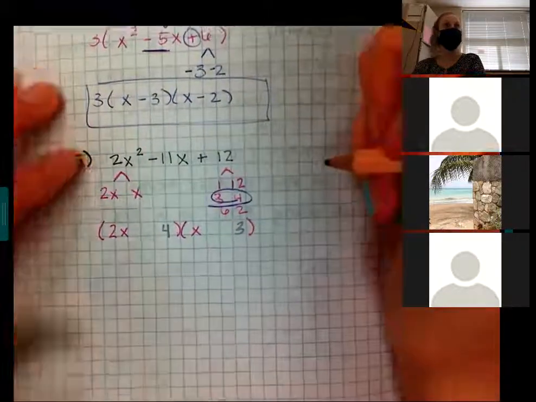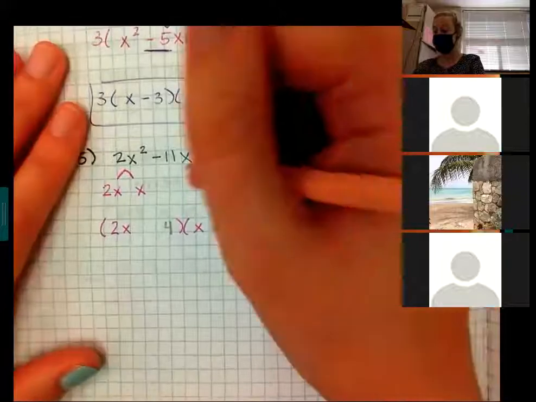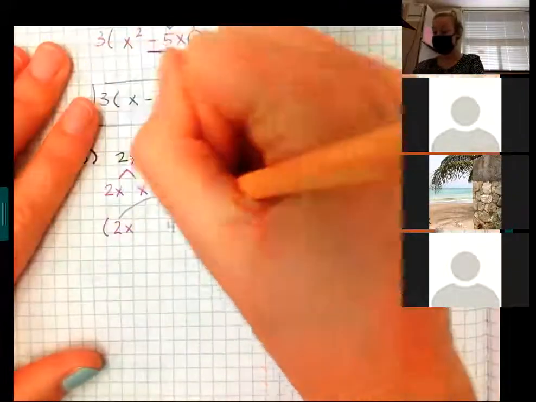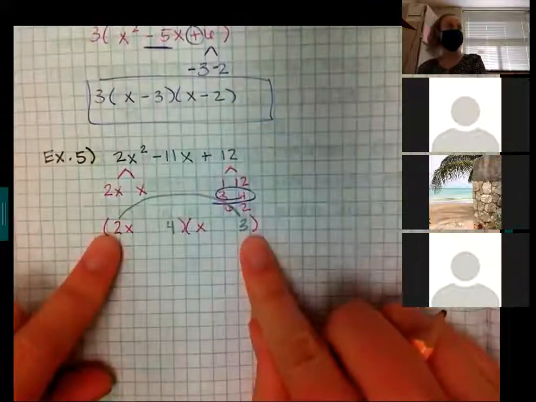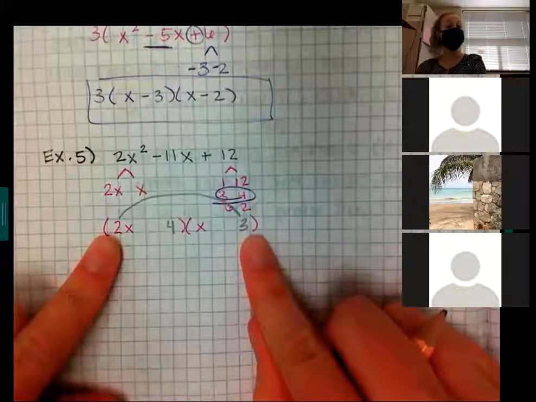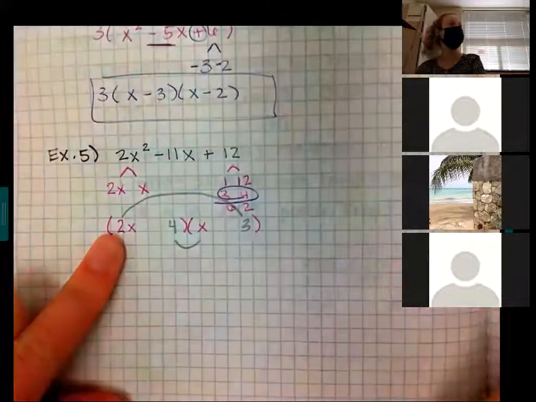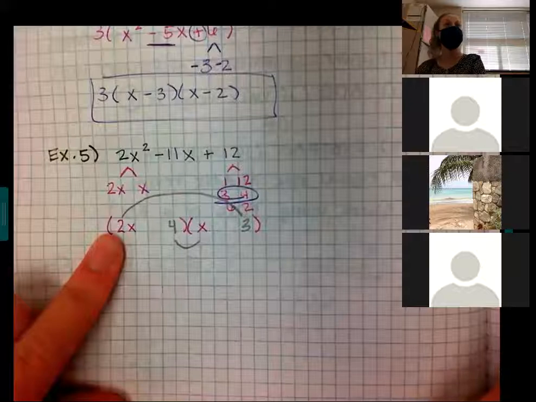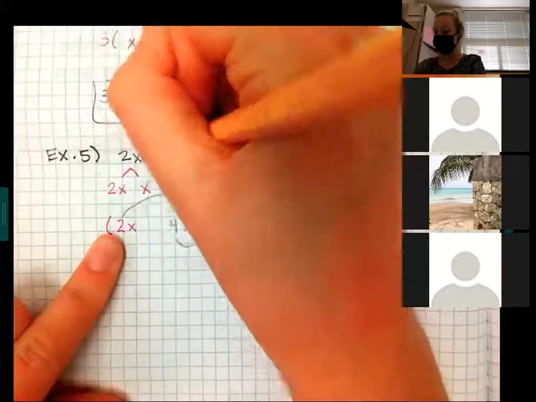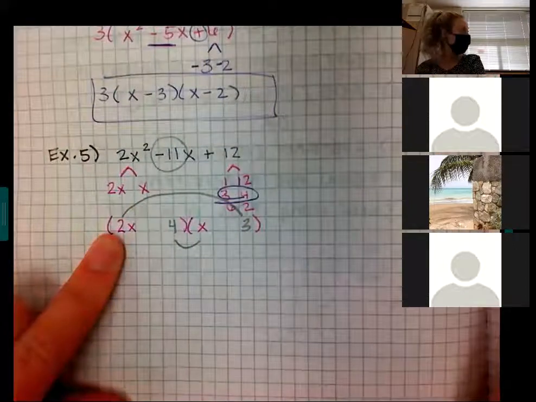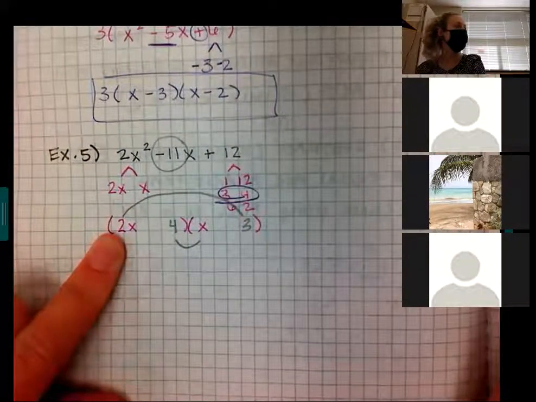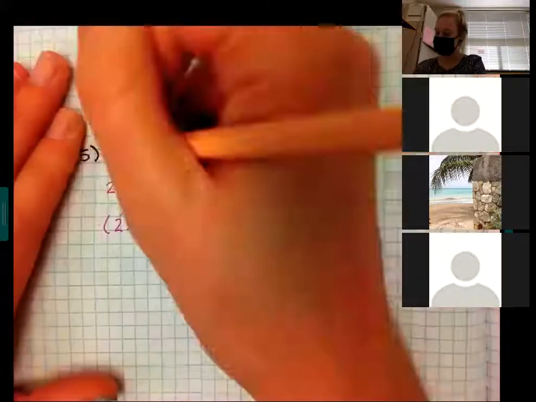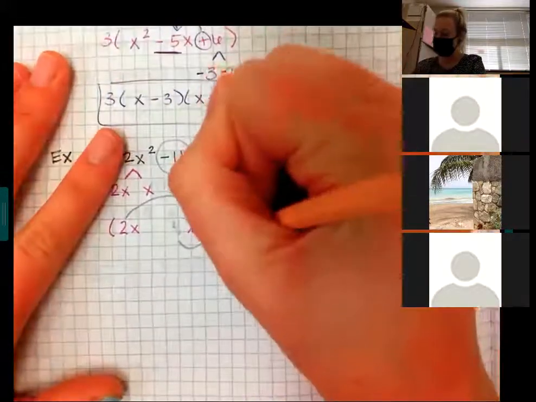Not okay, so good. Be careful. It's not just 4 and 3 anymore. What's 2x times 3? 6x. What's 4 times x? What's 6 and 4 make? 10. What are we trying to make? 11. So before you go, okay, it ain't 4 and 3, switch them around, see if it'll work.